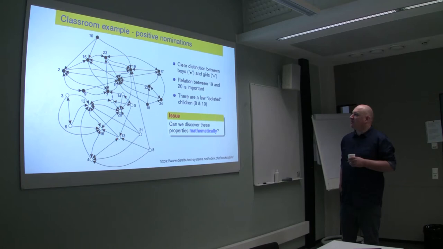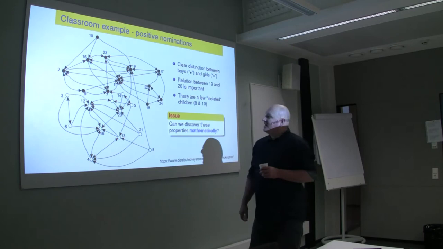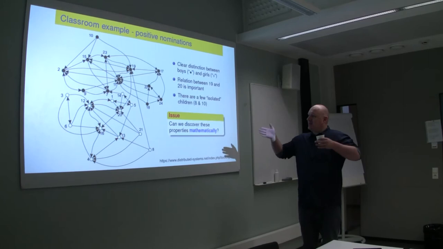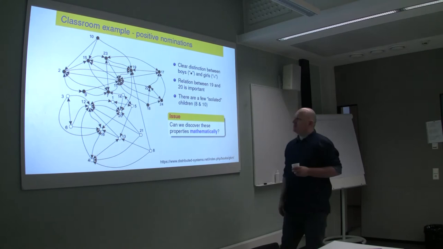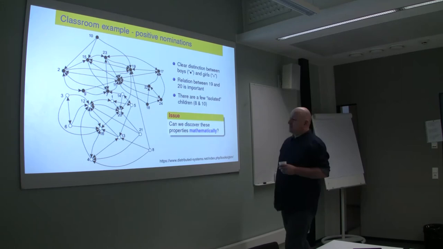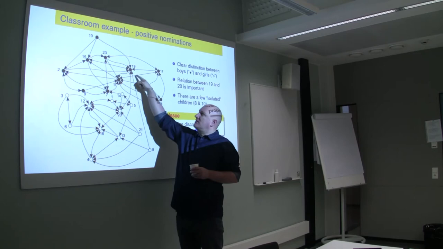But if you look at the nominations here, you can see some interesting things. For instance, there appears to be a real segregation, right? Because you have a network here that is relatively independent of a network here. There are a few very important nodes here, 19 and 20. Where is 19? 19 is one of the most central nodes.